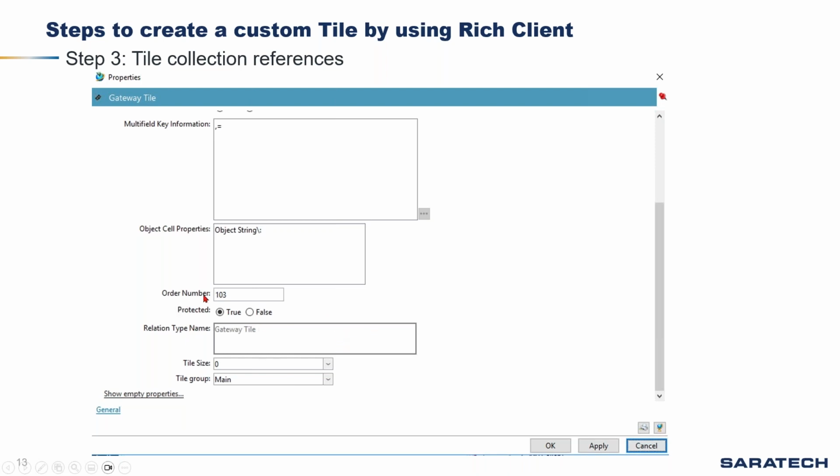And next is the order number. This is where we provide the location where we want to put the tile. And then the size is the size that we want to use for the tile. So if we want to use the small size, we can select 0, or if we want to use the wide size, we can select number 1 for the tile size. And lastly is the protected option right here. I usually select true for the custom tile because it will prevent the tile from being edited by the user.